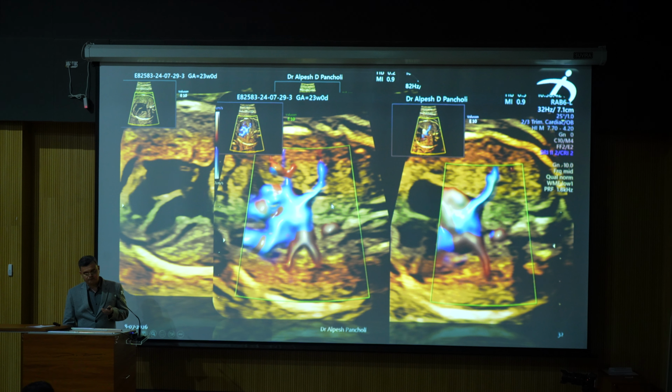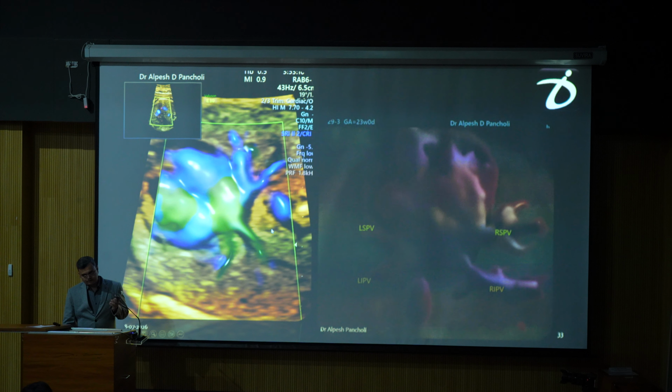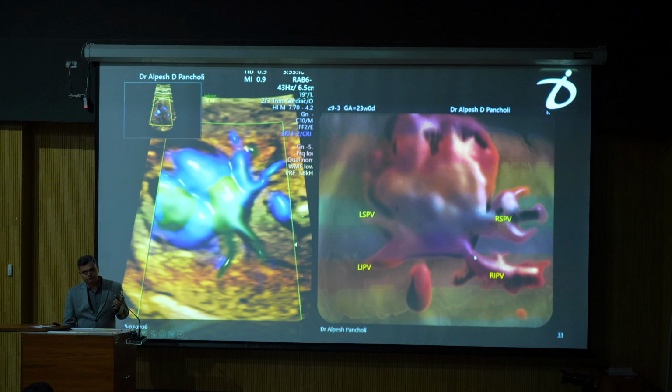Here we can see both pulmonary veins. If you angle somewhat, you can see all 4 pulmonary veins draining into one, and this is the STIC volume showing all 4 pulmonary veins draining into the left atrium.